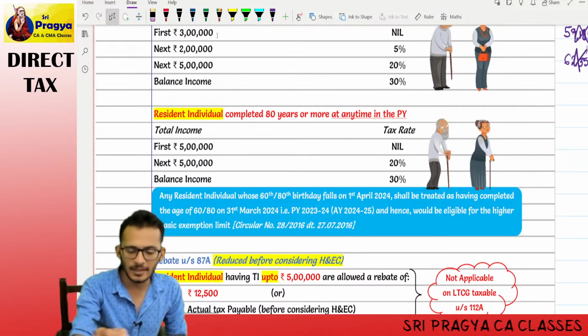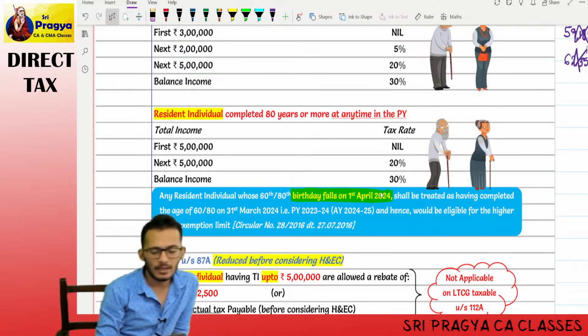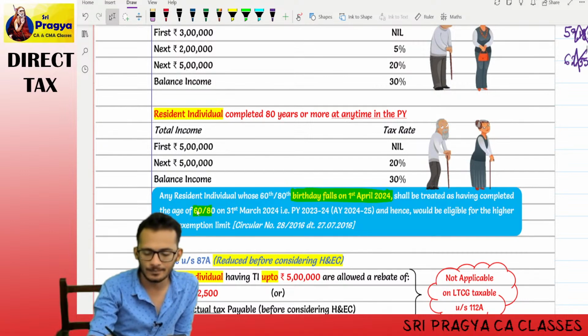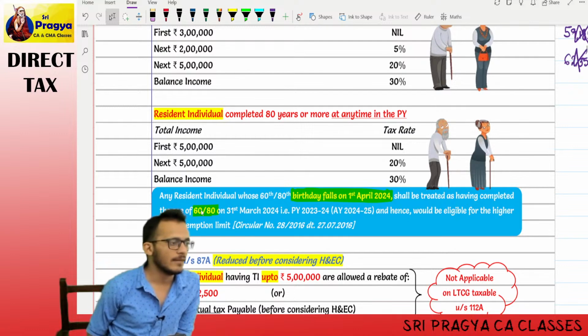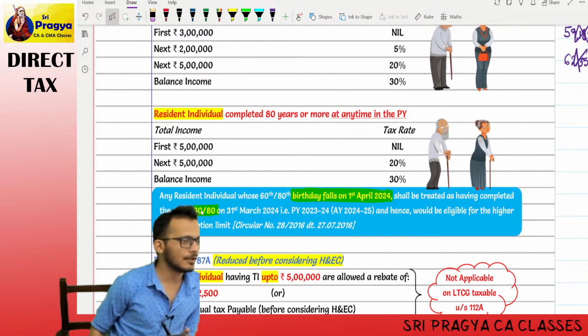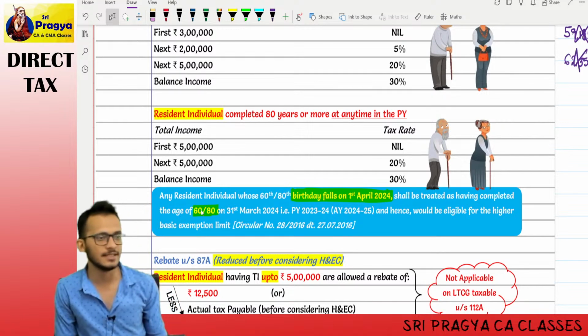If the birthday falls on 1st April, he is assumed to be 60 and 80. One color highlighter should be important for the whole batch. Keep that same highlighter color as important for the whole batch. Don't keep changing colors.